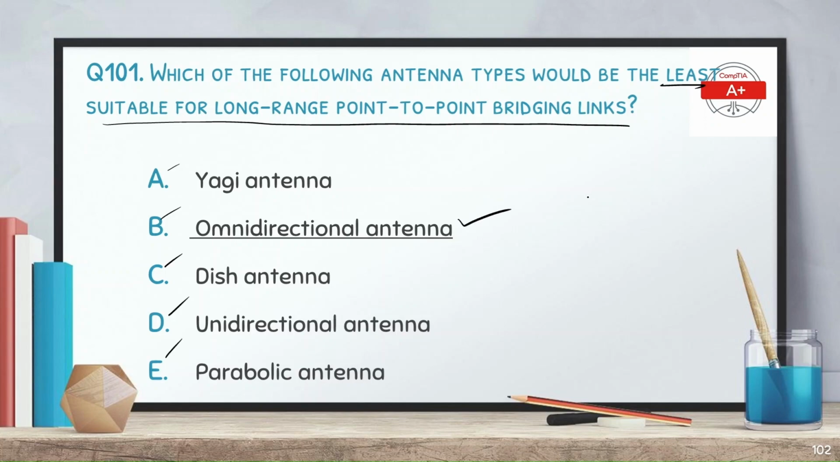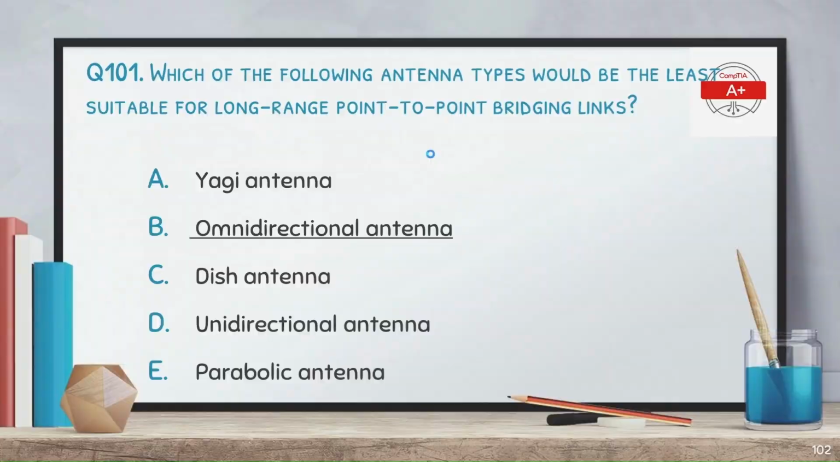The omnidirectional antenna is basically used to spread signals in all directions, while here we are talking about directional or point-to-point. If you have two points, let's suppose point A and point B, then you need a directional antenna that can send signals in one specific direction, not an omnidirectional one. So the omnidirectional antenna will be the least suitable.